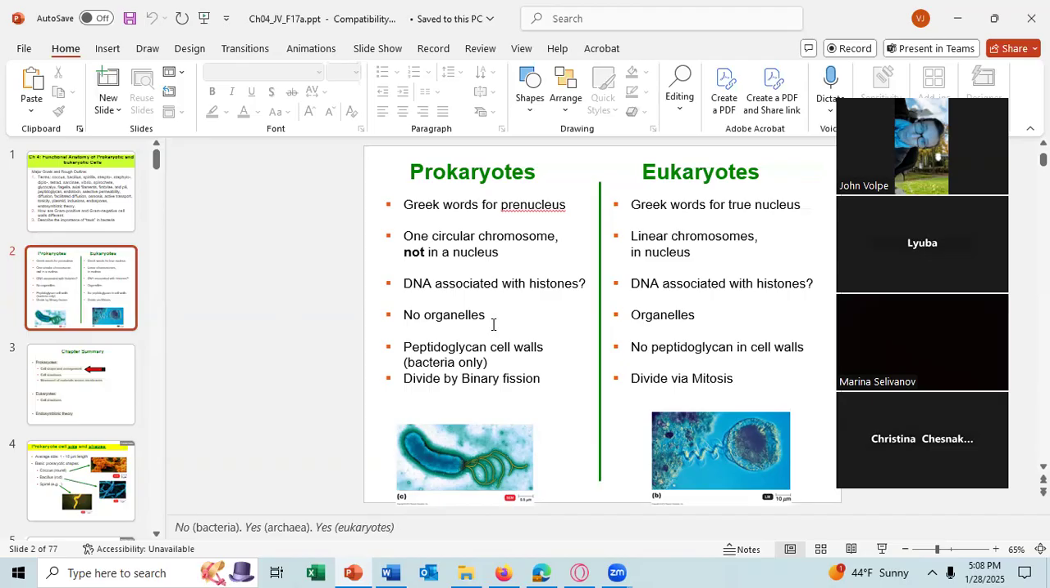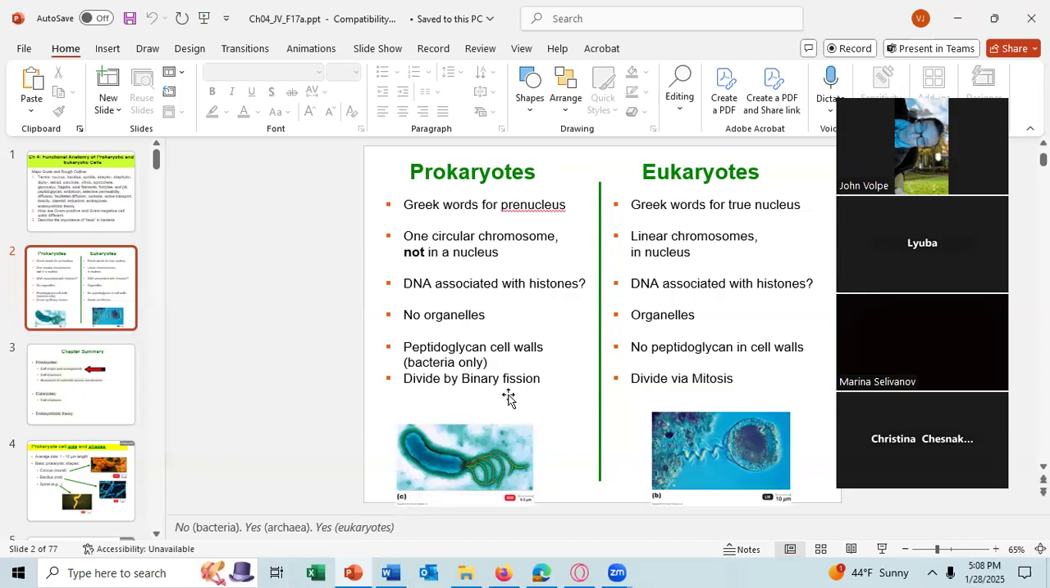Prokaryotes have no organelles. By organelle, I mean membrane-bound organelle. And eukaryotes do have membrane-bound organelles, like the mitochondria, the chloroplast, the Golgi body. Peptidoglycan is found in the bacteria cell wall. It is not found in any cell walls or any cells of eukaryotes.